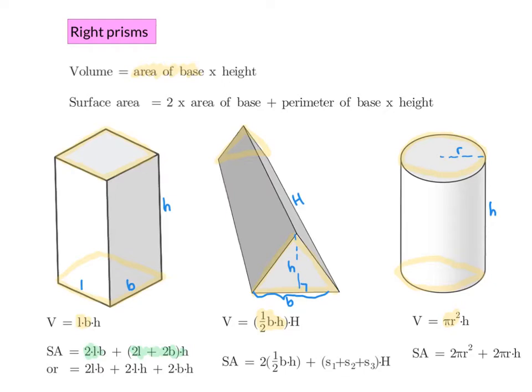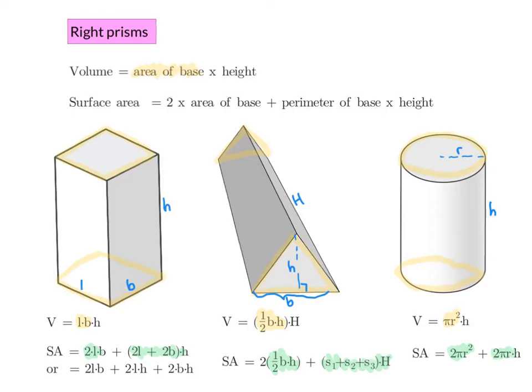The surface area of a triangular prism will be your 2 triangles, which is 2 of your bases, plus the perimeter of the triangle. Now, if the triangle is equilateral, you could just times one side by 3, but we don't know what kind of triangle we have in general, so it'll be the sum of the sides of the triangle times the height. And lastly, if you've got a cylinder, the area will be 2 circles, so that'll be 2 pi r squared, plus the circumference of a circle, which is 2 pi r, times height.